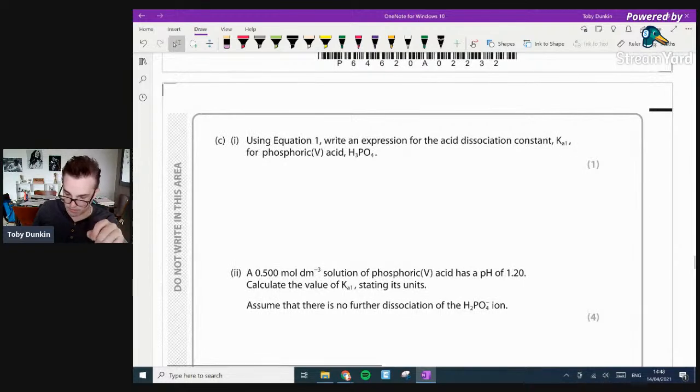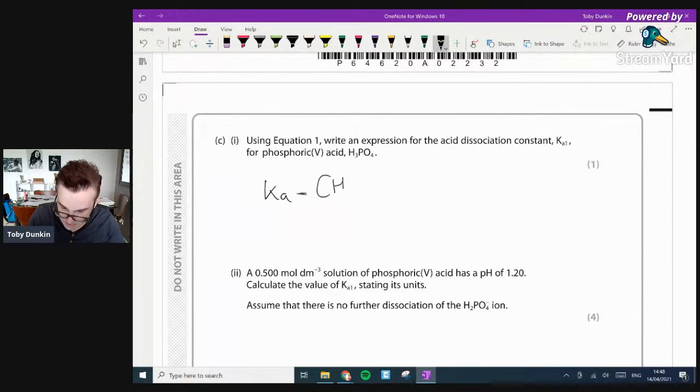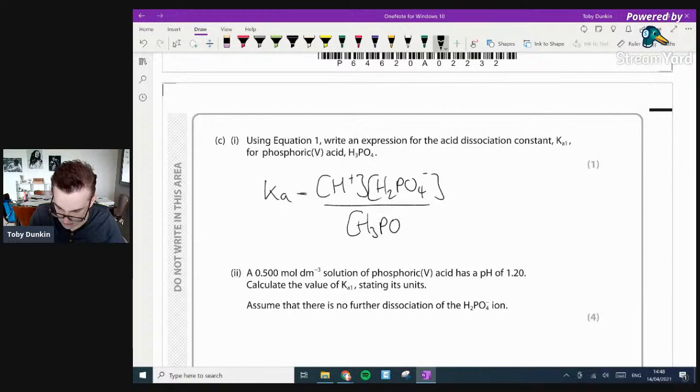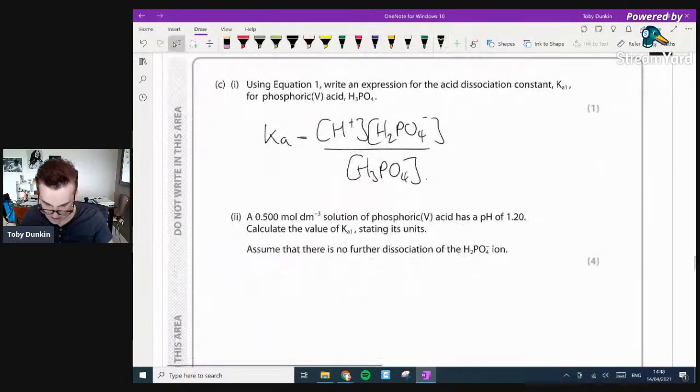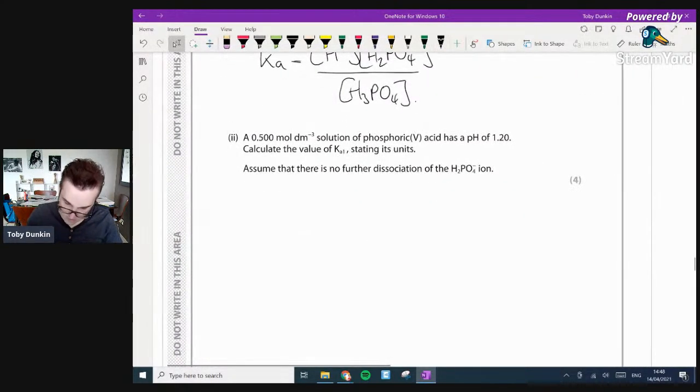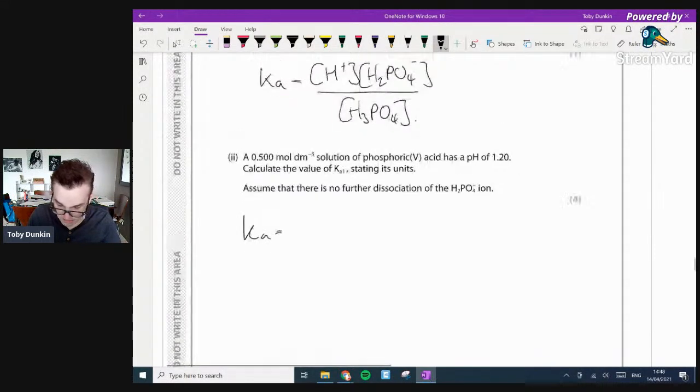Using equation 1, write an expression for the acid dissociation constant Ka for phosphoric acid. Ka equals [H+][H2PO4-] over [H3PO4]. First equation. A 0.5 molar solution of phosphoric acid has a pH of 1.2. Calculate its Ka, stating its units. Assume that no further dissociation occurs. Fair enough.